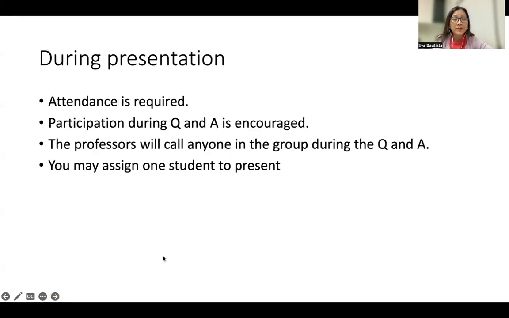So during your presentation, attendance is required. Participation during the Q&A is, of course, highly encouraged. And the professors can call anyone in the group during the Q&A. And each group may assign 1 student to present.